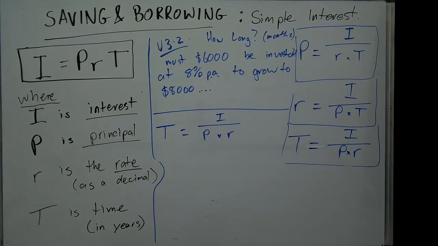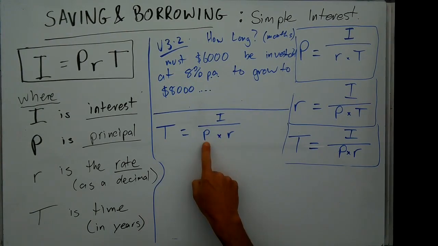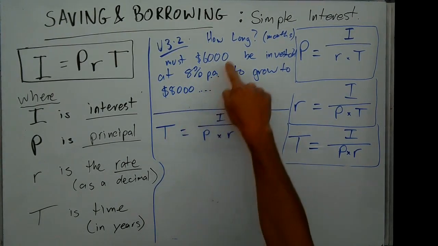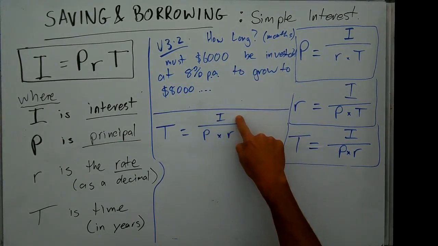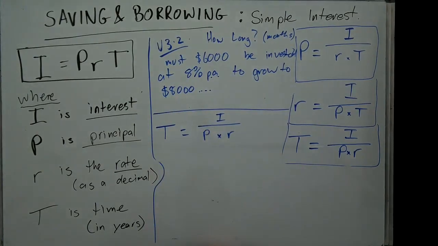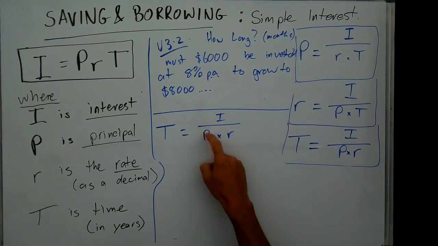Okay, so we know we're still trying to work out a time. We know the principal and we know the rate, but they've sneakily not told us what the interest is. But they've told us the total. And so the total is essentially the interest plus the principal.